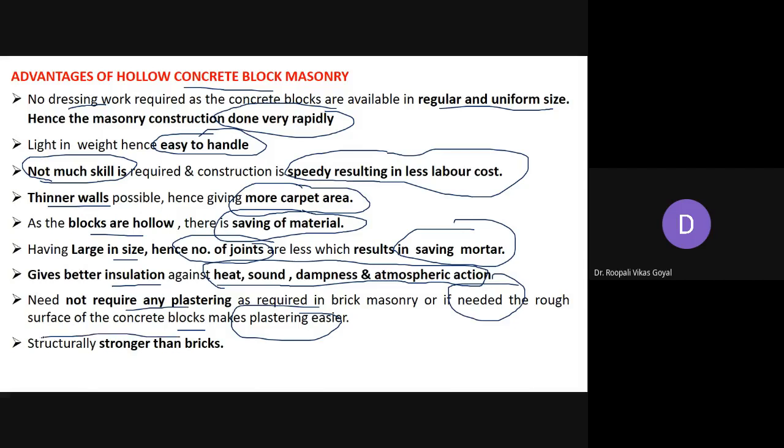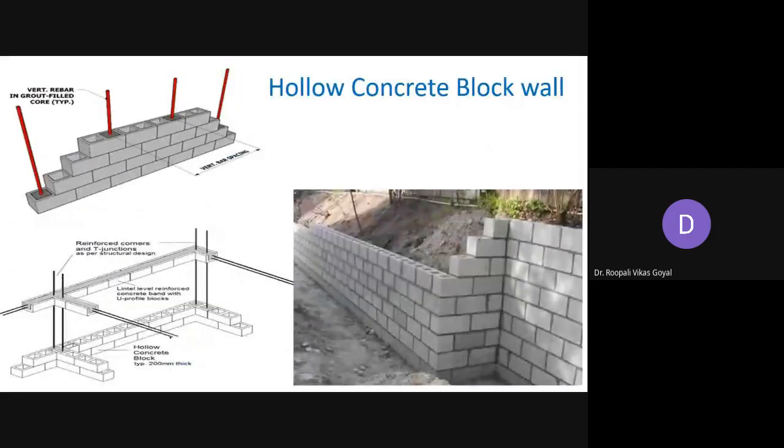And also structurally, if you compare it with brick work, it is stronger than bricks. So here in this figure, you can see how these particular blocks are arranged. In between, a vertical reinforcement unit can be provided, and in this core you can fill the grout. So this kind of reinforced corners at the T junctions, as per the structural design, you can provide. And here at the end, when this wall is constructed, it will look like this. So this is useful for the compound wall. Here it has been used like a compound wall.